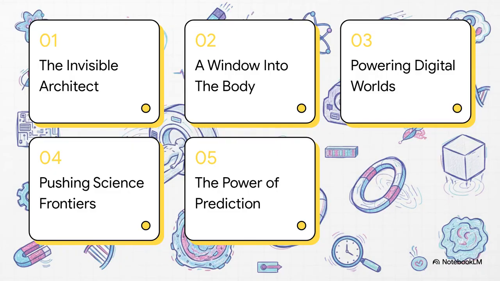All right, here's the plan. First up, we'll meet the invisible architect. That's the tech that lets us see and control these fields. Then we'll take a journey through its amazing applications, from giving us a window right into the human body to powering our digital lives and even pushing the frontiers of science itself. And we'll wrap it all up by looking at the true power of being able to predict the future, well, at least when it comes to magnetism.